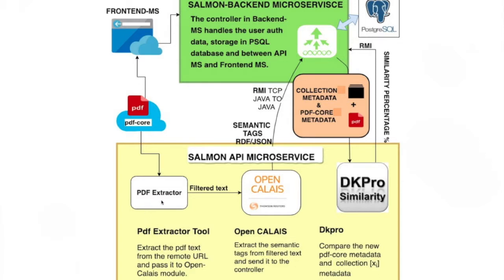In the PDF extractor, we use the PDFBox Java library to extract the keywords and also the text of the documents, including the title, authors, and dates. Then we do some filtering before sending to OpenCalais, and OpenCalais gives us the result in RDF format, XML format, or Java format. We handle all this data in the backend, not inside the API microservice.